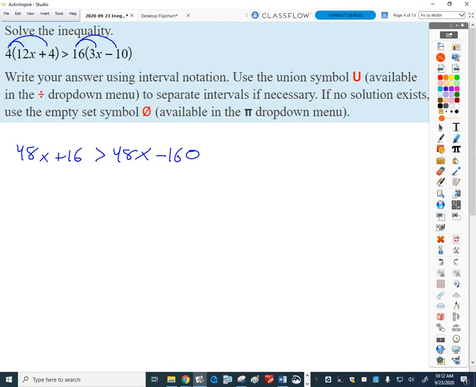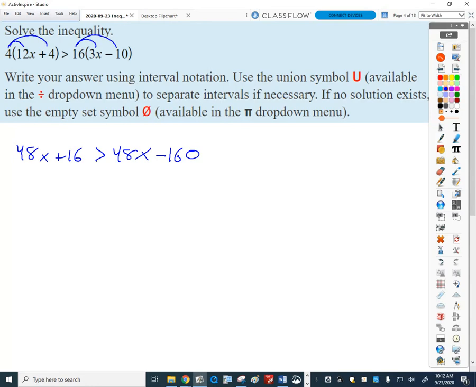Next step would be to push the x's to one side or the other, right? And you're right, you could have divided both sides by 4 first. That would have been a good idea. Sure, it would have made things a little easier, wouldn't it? Okay. What do we need to do next?